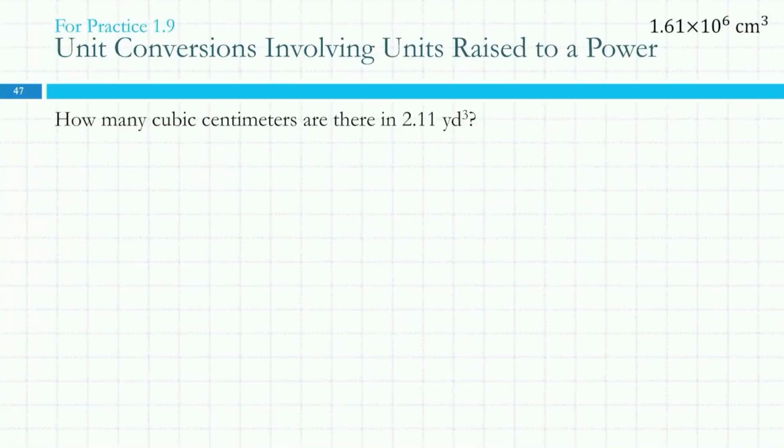So again, I'll show you 2 ways to do this. So how many cubic centimeters are there in 2.11 yards cubed? So what are we given? Yards cubed, 2.11 yards cubed more specifically. We want to go to centimeters cubed.